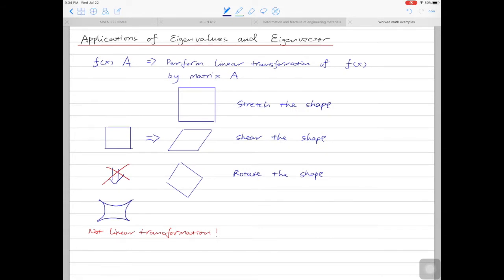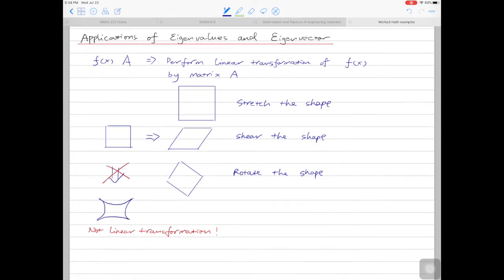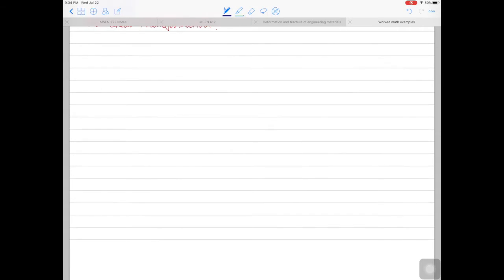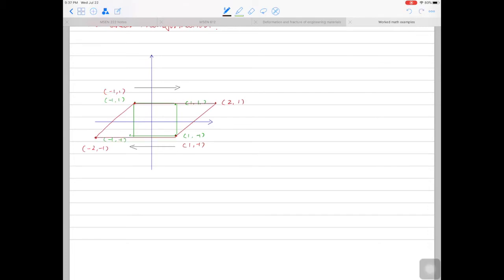Then, what is the physical meaning of eigenvalues and eigenvectors? Let's look at the shear example. Before shearing, we have a square, and these are the coordinates for the four corners. Now we apply the shear, and this is the new shape. During the linear transformation, you will notice this vector remains the same as this vector. It's not a perfect square, so it looks a bit weird. It should be along the same line.